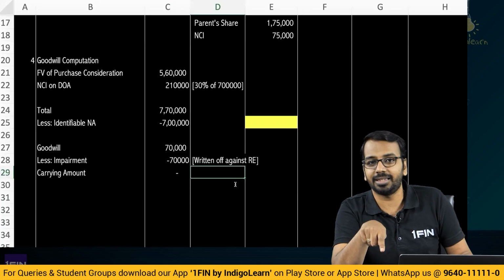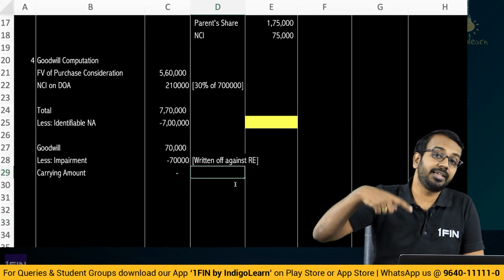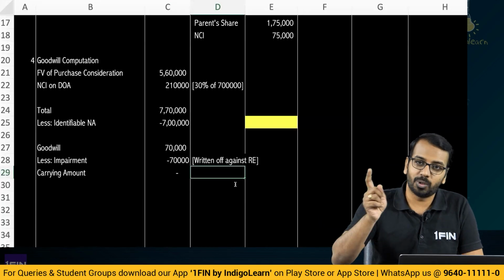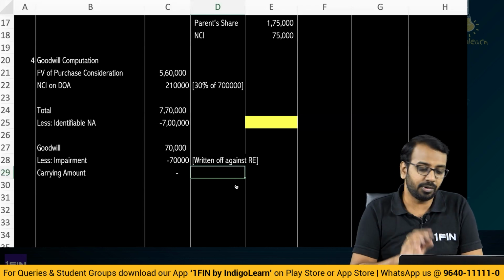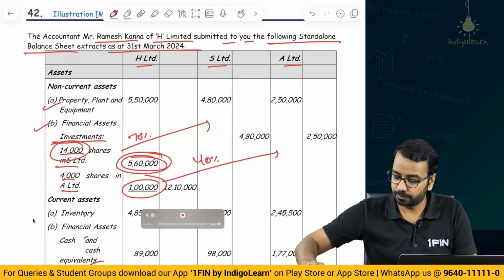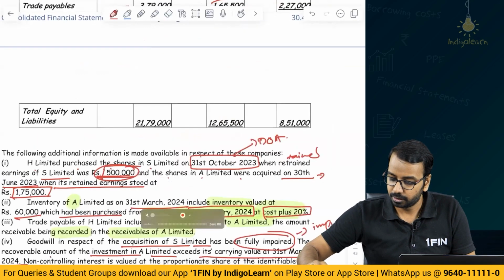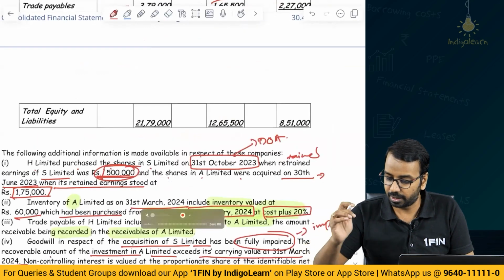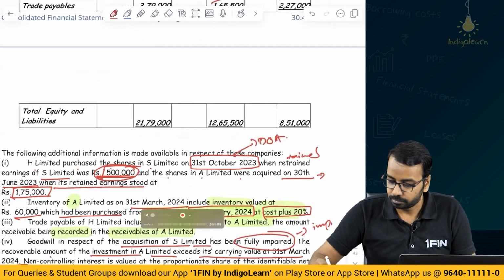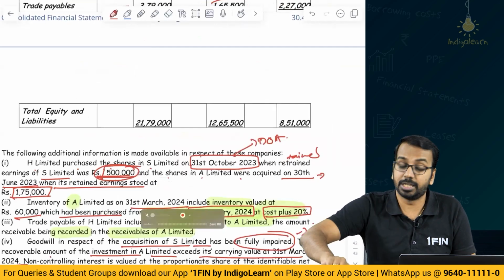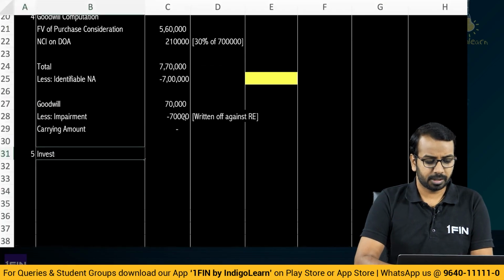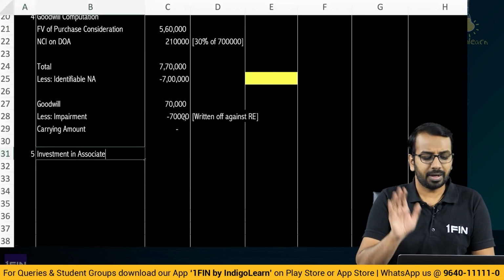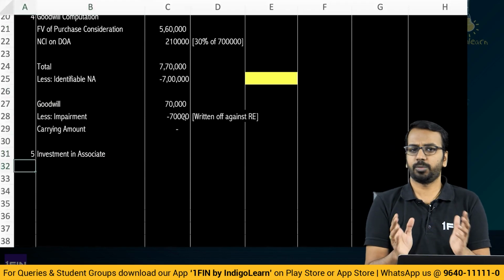Will NCI bear anything? Please keep this in mind. If it is in fair value method, then only NCI will bear. If it is proportionate net asset method, only parent will bear. Now, coming back to the question, if you look at the adjustments, what all have we done? So, this purchase has been done, we have already calculated. Then we have to now calculate for associate as well. So, let us do the working for associate. Number 5, investment in associate. Now, as far as associate is concerned, you will follow equity method of accounting.